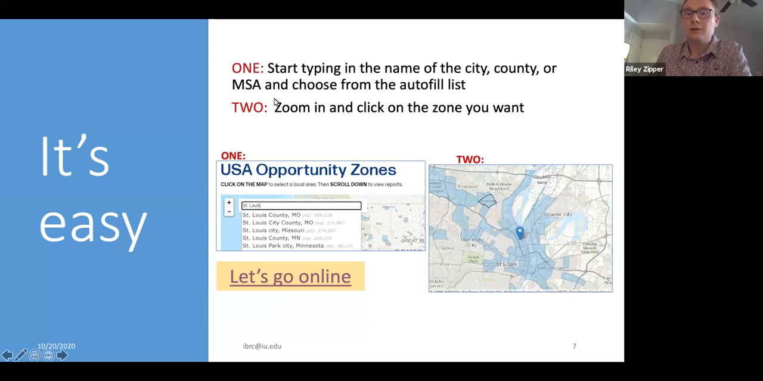It's an easy tool to use. You start typing in the name of the region that you'd like, click it from the autofill list, and then zoom in to click on the zone that you'd like to see data for. So let's get started.